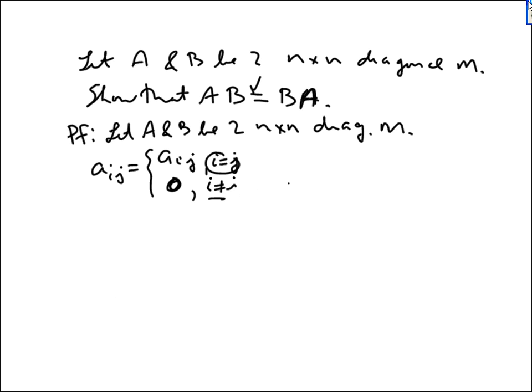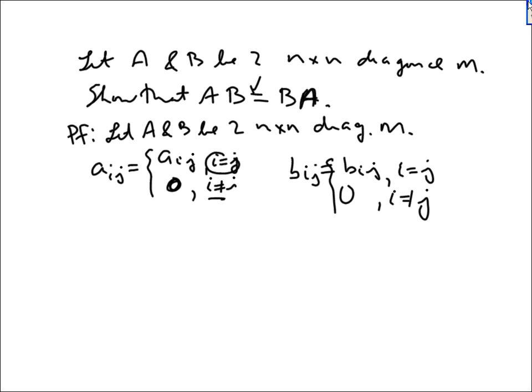Okay. Bij, pretty much the same. Sometimes you know what it is, sometimes you don't. If i equals j, you don't know what Bij is. But if i is not j, you surely should know what Bij is. It's 0. And this is only if B is a diagonal matrix, and we were given that.